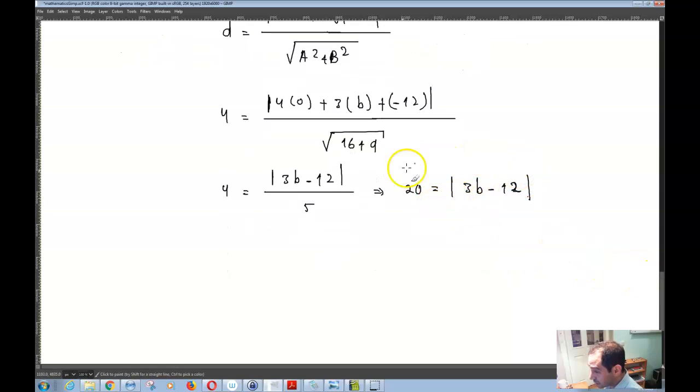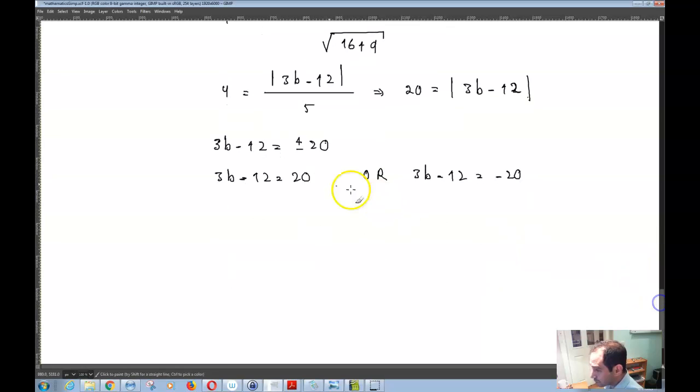So if that is the case, then you can write 3b minus 12 is equal to plus or minus 20. That means that 3b minus 12 is equal to 20, or you can say that 3b minus 12 is equal to negative 20. Now you can solve these two equations and get 3b is equal to 20 plus 12, which is equal to 32, which means that b is equal to 32 divided by 3.